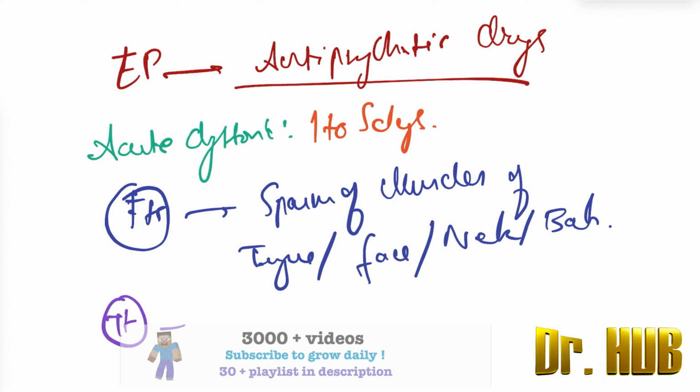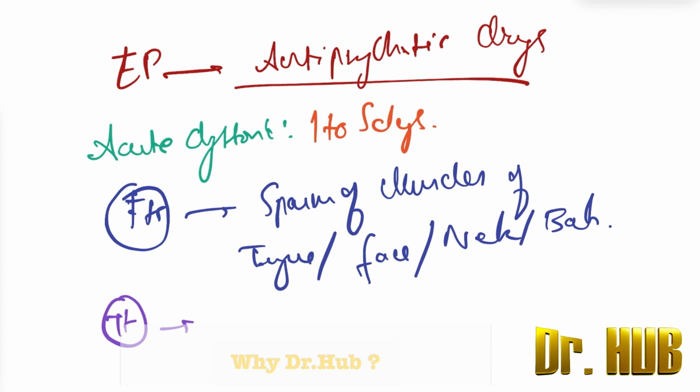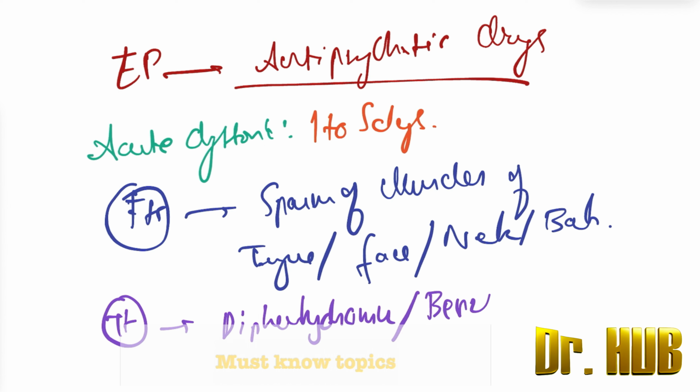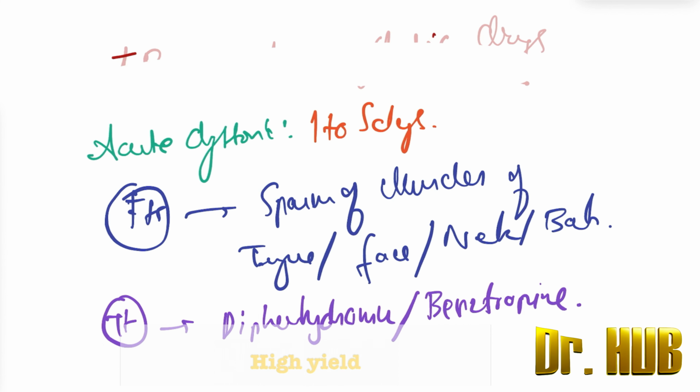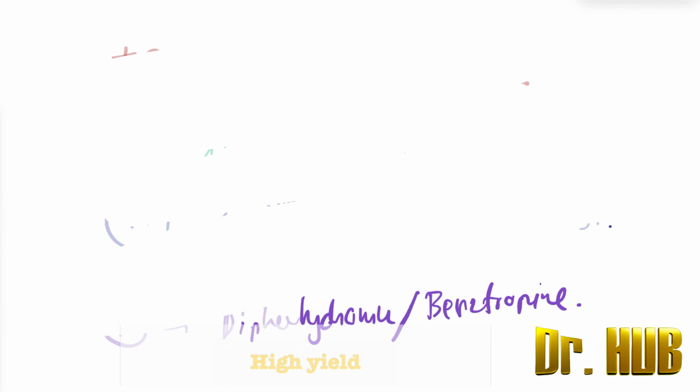Then we look at the treatment of acute dystonia. Treatment includes diphenhydramine as well as benztropine. So this is in case of acute dystonia.